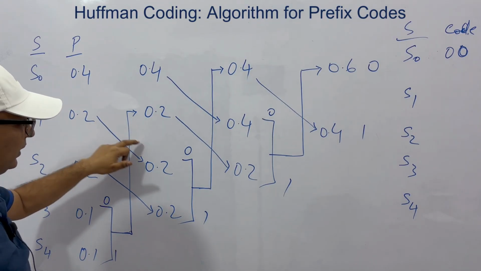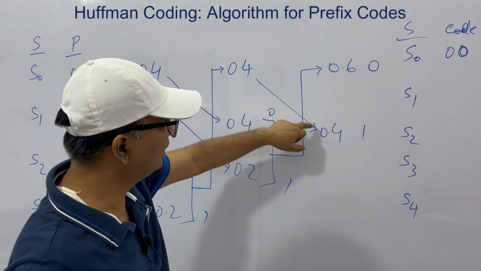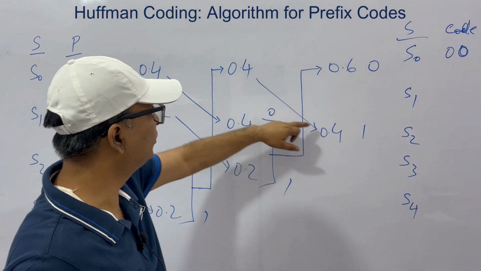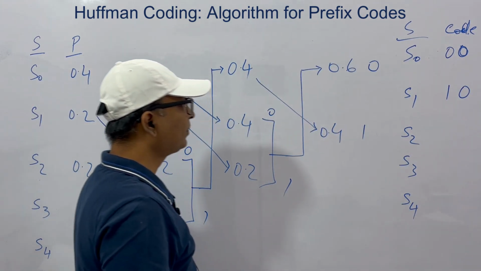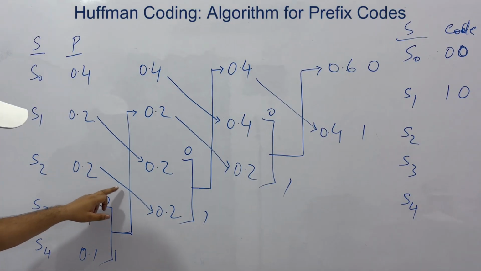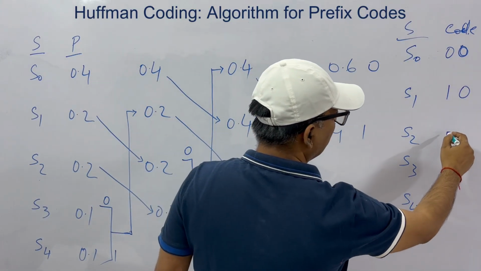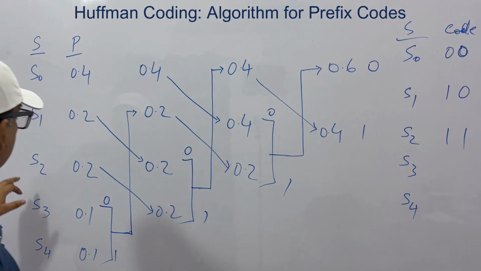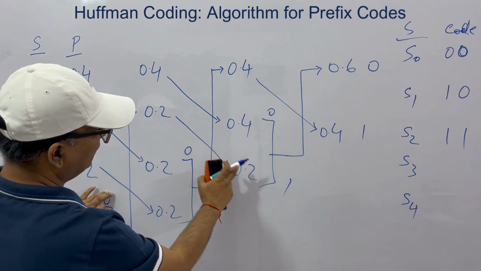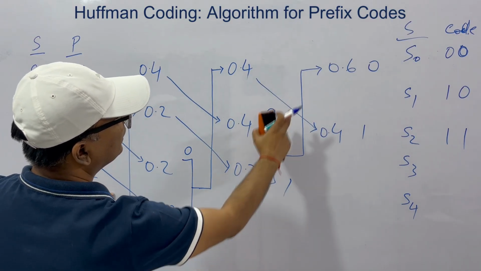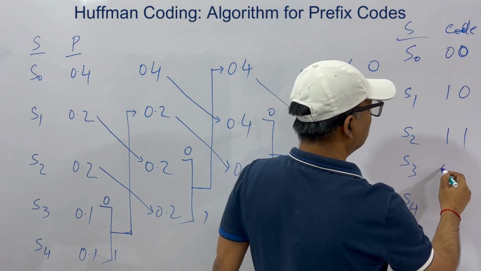Then S1. See, S1. Here we don't have any symbol. Here it has a symbol 0. Then again it goes to this point, no symbol. Then it goes to this point. Here we have a symbol 1. So 1 and 0. Oh, this becomes 1 0. Now S2, from here it goes 0, 1, then 1. So S2 becomes 1 1. Then S3, see, it is 0, then goes here, then here 1, okay, and then again 0. So 0 1 0.